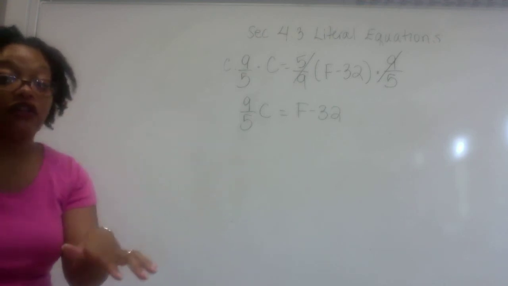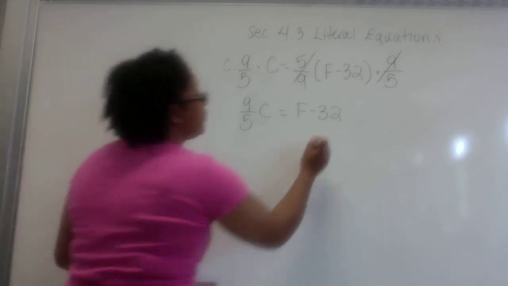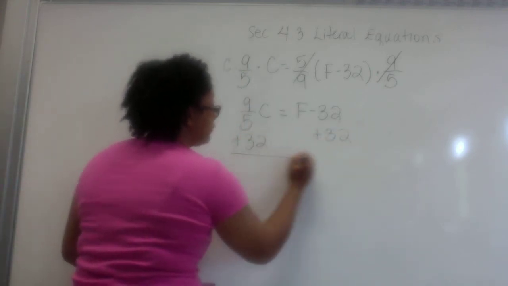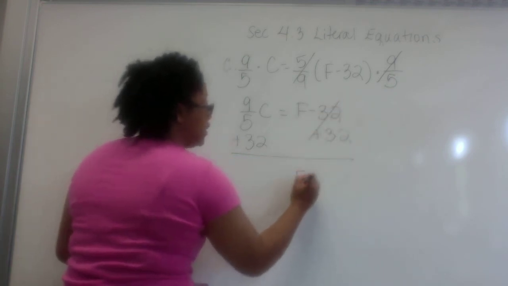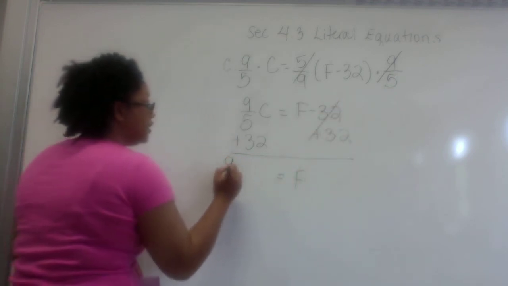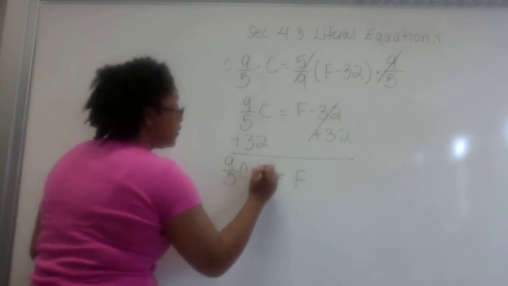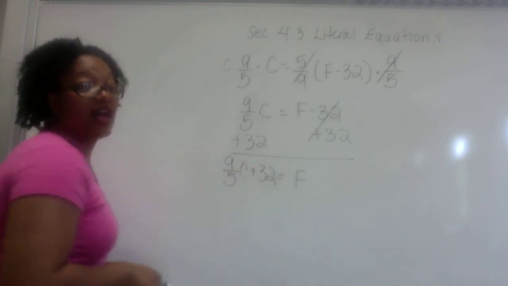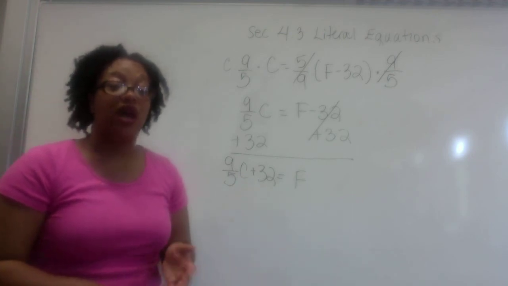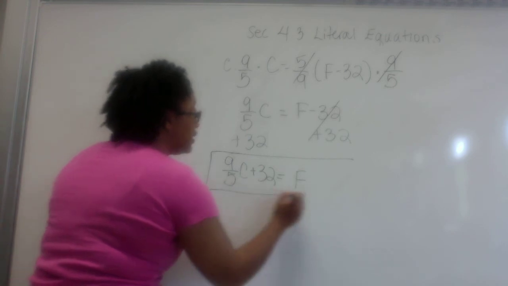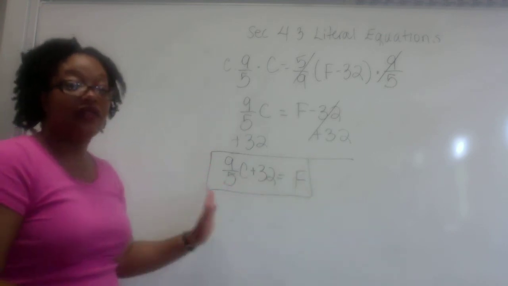If I want the 32 to go away, I have to add 32 to both sides. The 32's cancel. Your Fahrenheit is equal to 9/5 times C plus 32. Don't touch the 9/5. Don't make it into a decimal or anything. Leave it just like this. So this is how we would convert the Celsius to Fahrenheit.